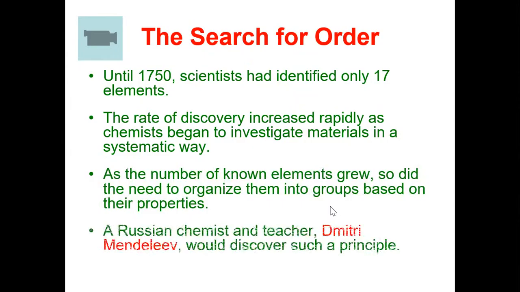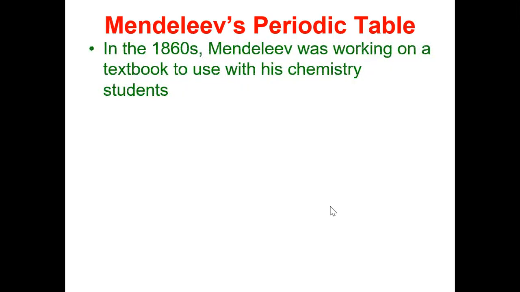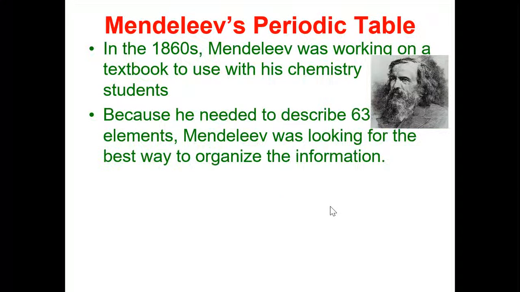And Dmitri Mendeleev, a Russian chemist and teacher, was one to figure out a way to organize the periodic table better. What Mendeleev did in the 1860s was he was working on his textbook and using chemistry students, and then he said, let's look at how to describe the 63 elements that were known at that time and try to find a better way to organize them. So he came up with doing something that was pretty common that I think we do today.